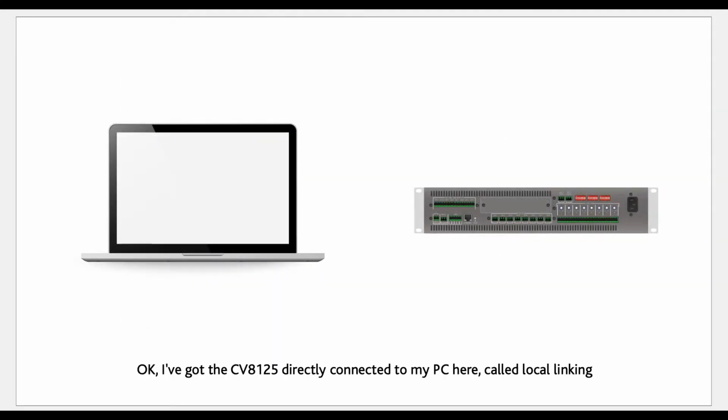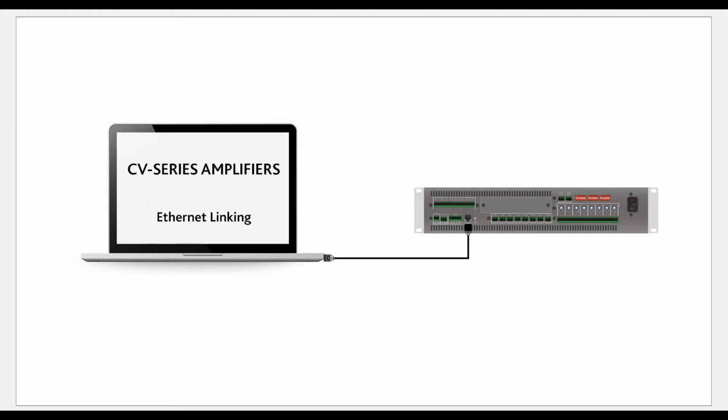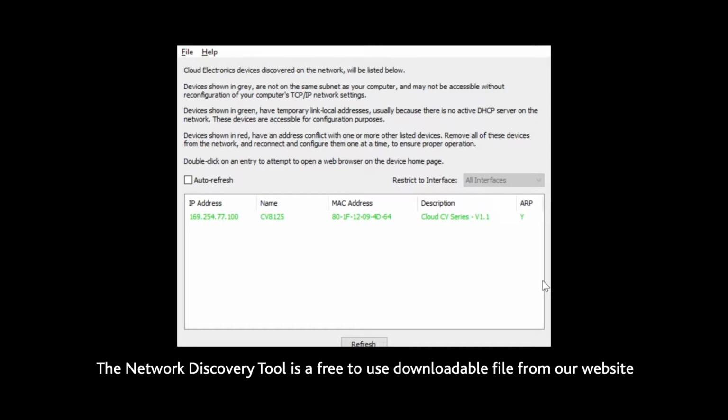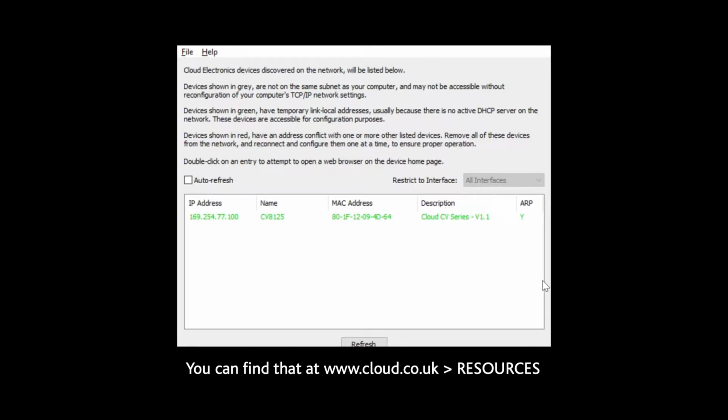Okay, I've got the CV8125 directly connected to my PC here, called local linking. I've used the Cloud network discovery tool to find the CV8125 on this PC. The network discovery tool is a free to use downloadable file from our website. You can find that at cloud.co.uk resources, or in fact any product that has an Ethernet port will have the network discovery tool executable there to download.